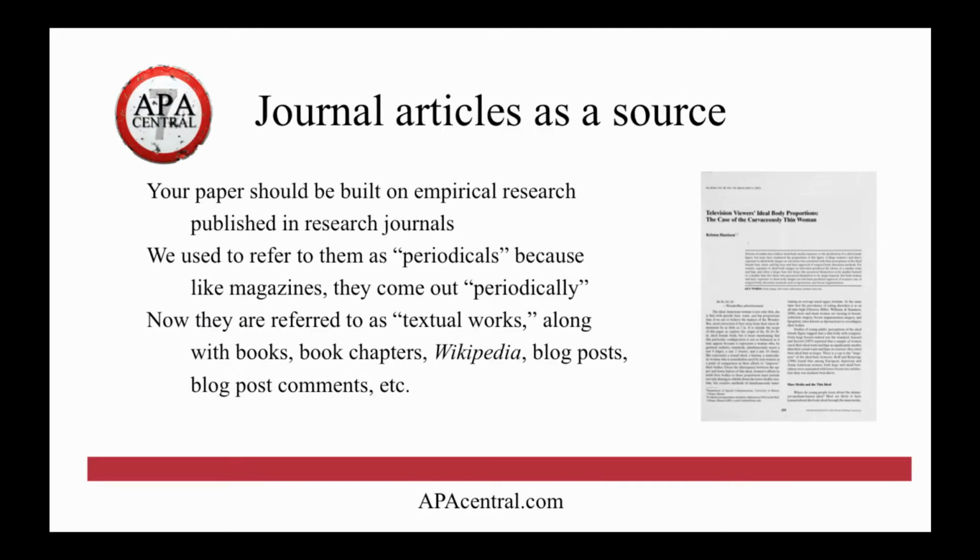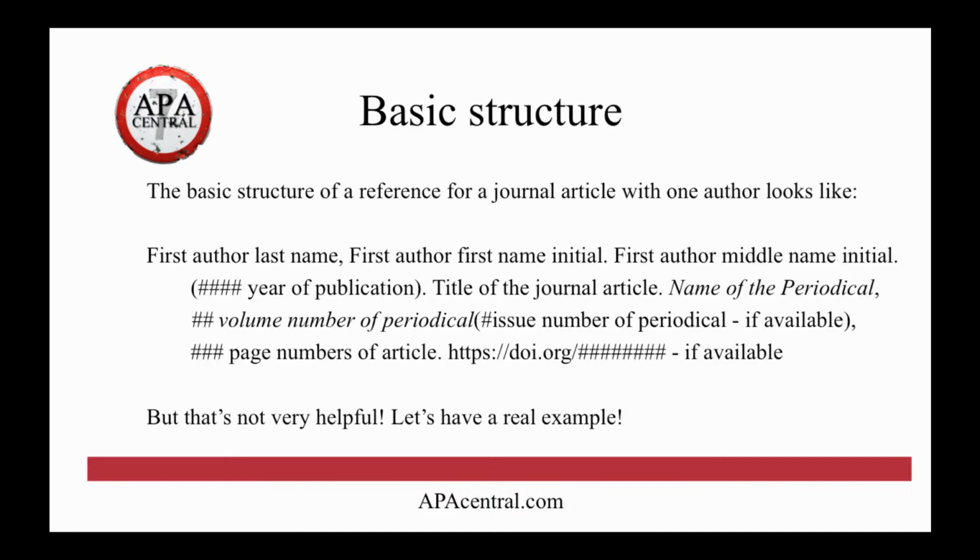So, let's talk about journal articles as a source. Your paper should be built on empirical research, which is published in research journals. Now, we used to refer to these as periodicals because, like magazines and newspapers, they come out periodically, oftentimes 4 times a year or maybe once every month. Now they're referred to as textual works, along with things like books and book chapters, which are another video, Wikipedia, blog posts and blog post comments, and a lot of other things too.